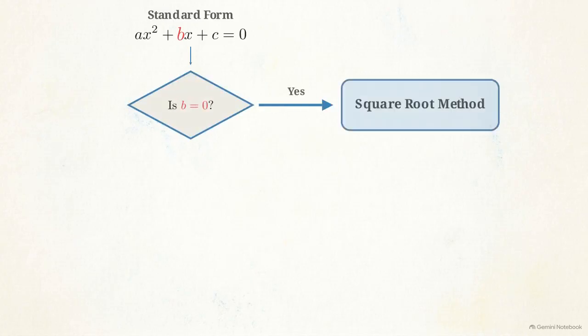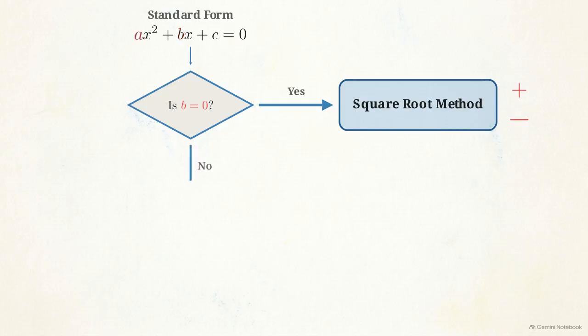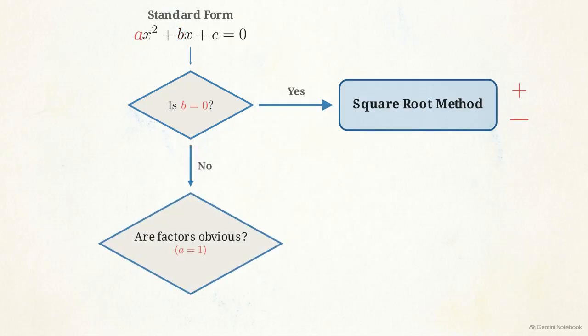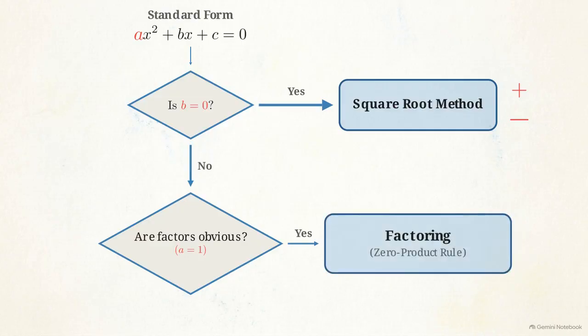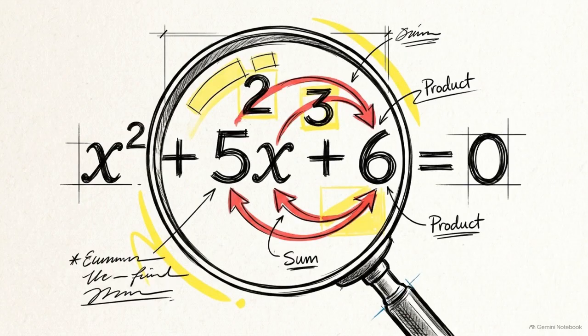First diagnostic check. If b equals 0, use the square root method. It's fast, but forgetting the plus or minus symbol costs half your answers. Second check. If a equals 1 and factors are obvious, deploy the zero product rule. You are searching for two numbers multiplying to your constant and adding to your middle term.